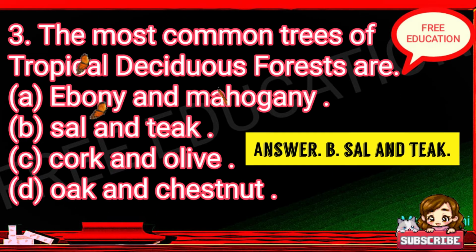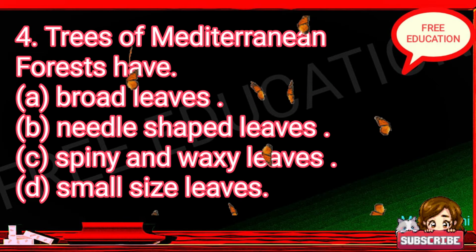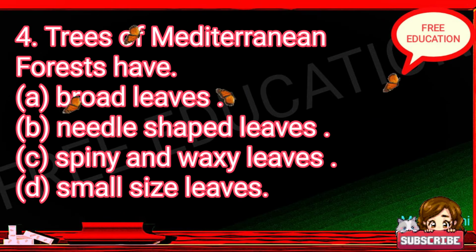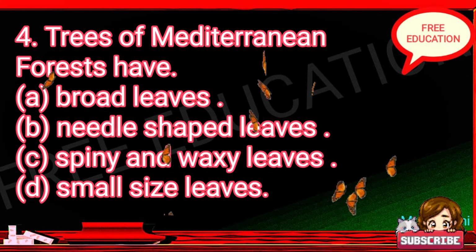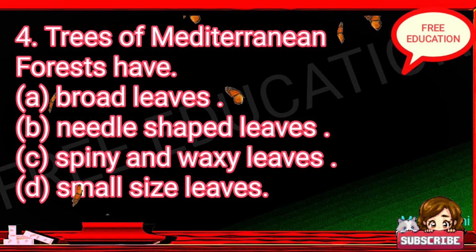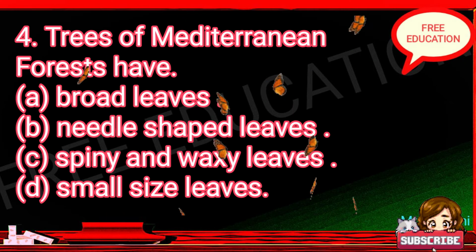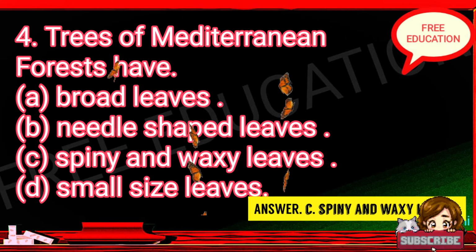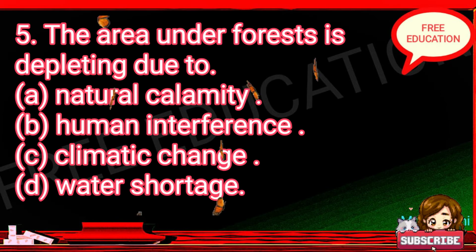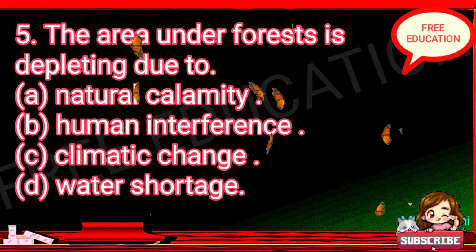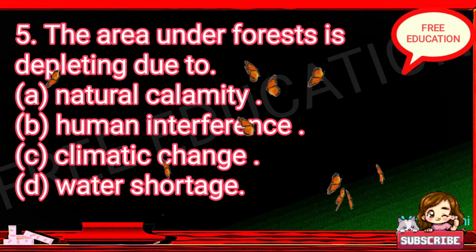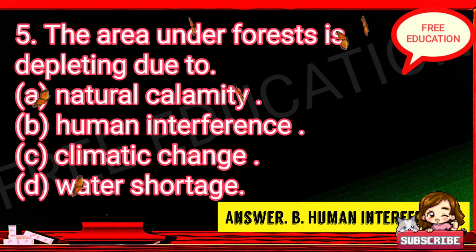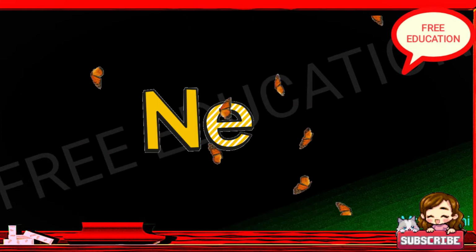Sal and teak. 4. Trees of Mediterranean forests have A. Broad leaves. B. Needle-shaped leaves. C. Spiny and waxy leaves. D. Small size leaves. Answer. C. Spiny and waxy leaves. 5. The area under forests is depleting due to A. Natural calamity. B. Human interference. C. Climatic change. D. Water shortage. Answer. B. Human interference.